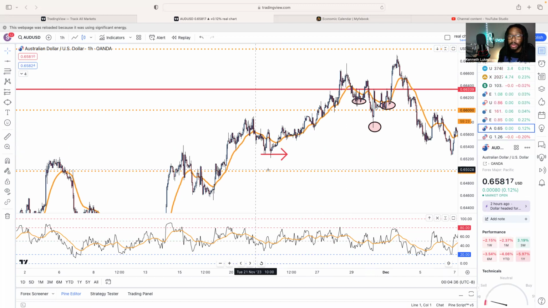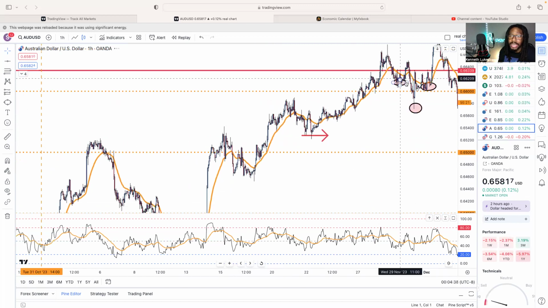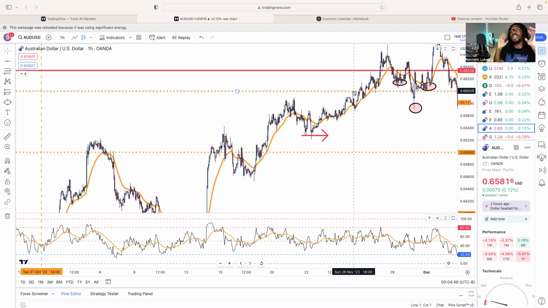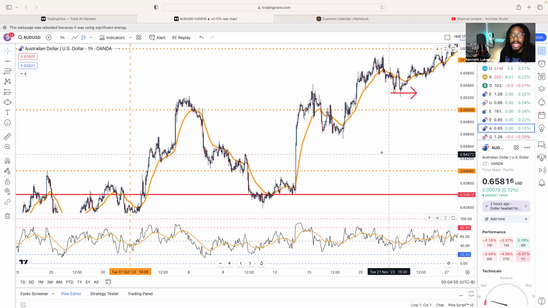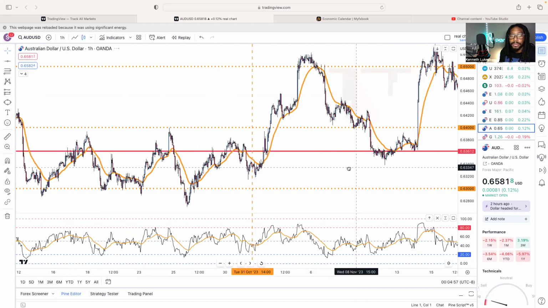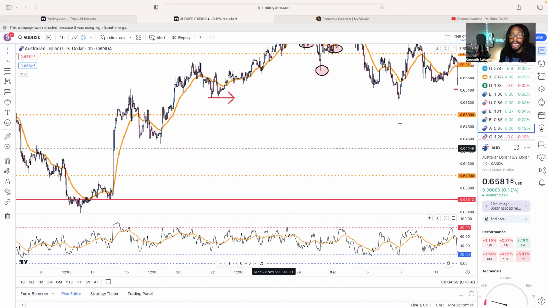All right. So this is what you would call an inverse head and shoulders. Okay. So that means that it's the opposite way of a head and shoulders. Head and shoulders is obviously me standing up, right? You see my head, you see my shoulder, you see my shoulder, boom. And then inverse is obviously me upside down, right? Shoulder, head, shoulder.